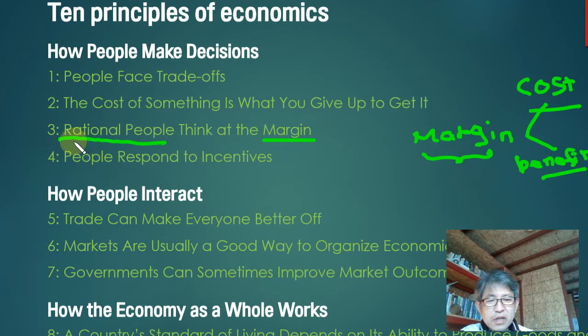First, we have to understand what rational people means. Rational people are very reasonable people. They do not act emotionally. They act on ideas, sometimes very focused on statistics or arithmetic. Very sophisticated, not emotional. Rational people means that kind of meaning. Rational people think of margin.